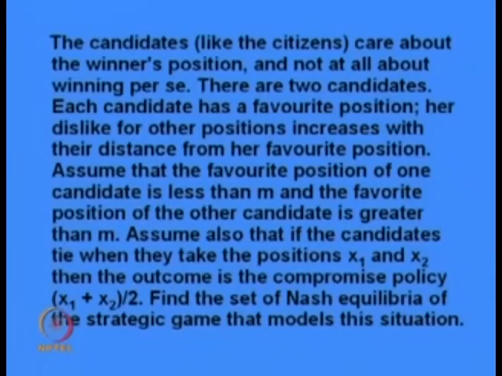Here is the problem. The candidates, like the citizens, care about the winner's position and not at all about winning per se. So, this is just the extremely opposite case. There are two candidates. Each candidate has a favorite position, and her dislike for other positions increases with their distance from her favorite position. Assume that the favorite position of one candidate is less than M and the favorite position of the other candidate is greater than M. Assume also that if candidates tie when they take the positions X1 and X2, then the outcome is the compromise policy (X1 + X2)/2. Find the set of Nash equilibria of the strategic game that models this situation.